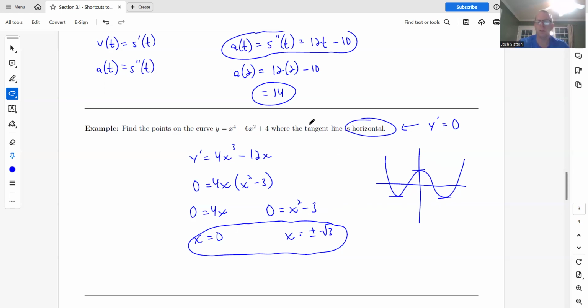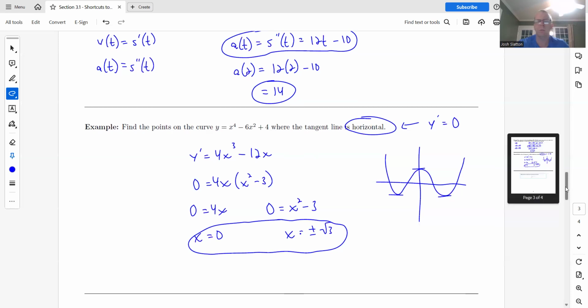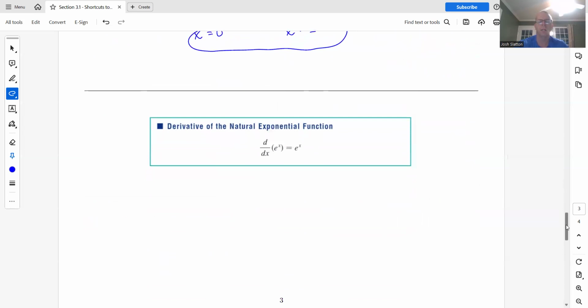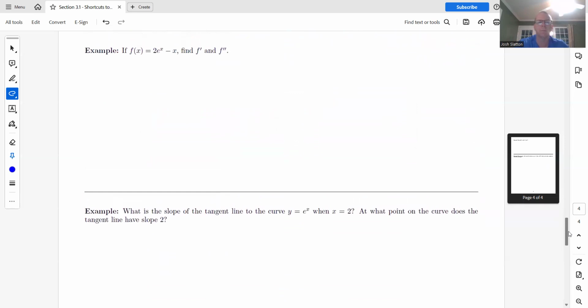So anytime you see where is the tangent line horizontal, that's what we're looking for. Where is the derivative equal to 0? All right, so we'll just finish this. We'll look at the exponential function here. The derivative of the exponential function is just itself, and it's not for any exponential function, but in particular e to the x. The derivative of e to the x is going to be e to the x. So that's a pretty easy one to remember.